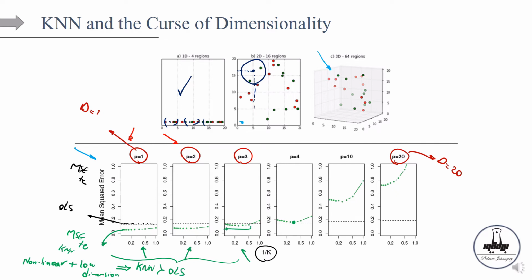However, when the dimension of the data increases, let's say 10, 20, as you can see, regardless of the value that you pick for K, KNN is going to do a much worse job compared to simple OLS. So OLS is completely outperforming KNN when the dimension of the data is large. In this example, even when dimension is 10, the OLS is outperforming the KNN by a large margin.